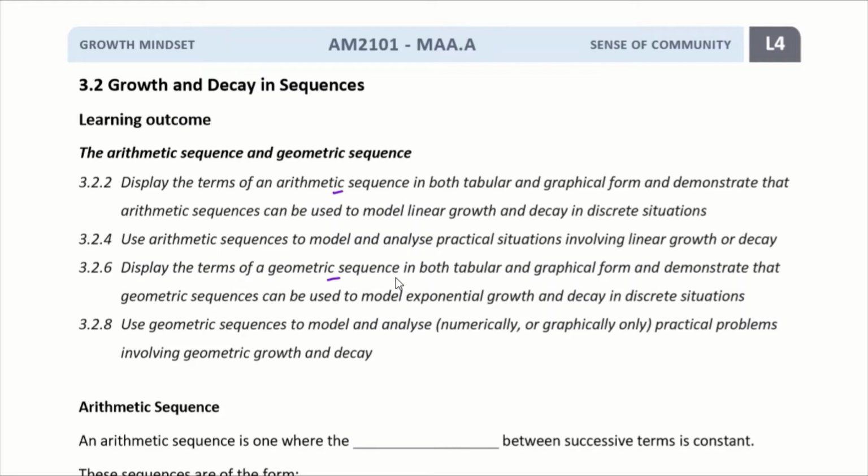Okay, then for the last part, we actually stopped at a part where we try to use arithmetic sequence to model and to analyze some practical situation which involves linear growth and decay. So we are going to cover the last part in this video, in which we are going to use geometric sequence now and to model our daily situation as well. So the growth and decay that we are going to discuss is the geometric growth and decay. Okay, so let's start the video.